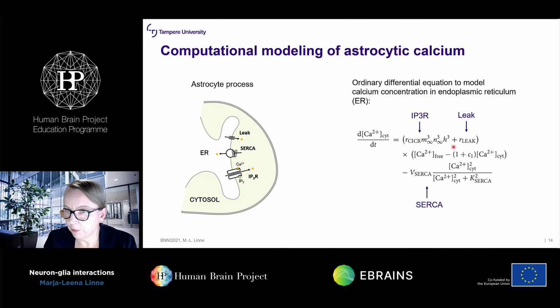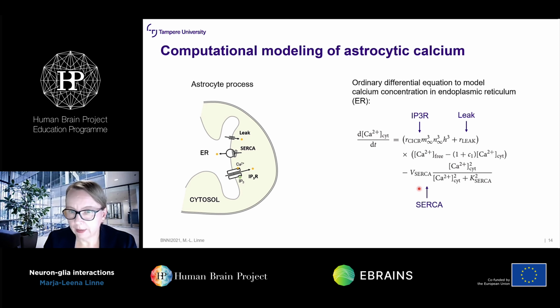So first, the term for the IP3 receptor. Just to put it in short, this is electrophysiology recording from the IP3 channel and the kinetics is reconstructed. So this is a data-based model. Then we have a term for the leak current and a third term for the SERCA pump. And this is how we can compute the evolution of the calcium in the cell.